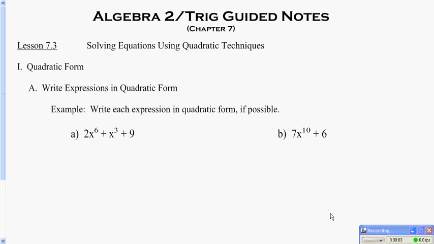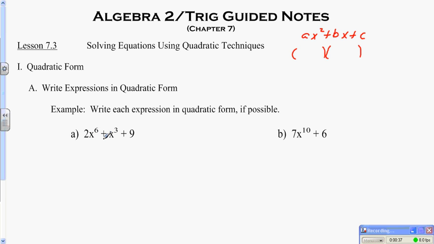Lesson 7.3, solving equations using quadratic techniques. Now, in order for us to solve this using quadratic techniques, we have to be able to put them in quadratic form first. And by quadratic form, I'm talking about the typical ax squared plus bx plus c, and then we can either use quadratic formula or factor.